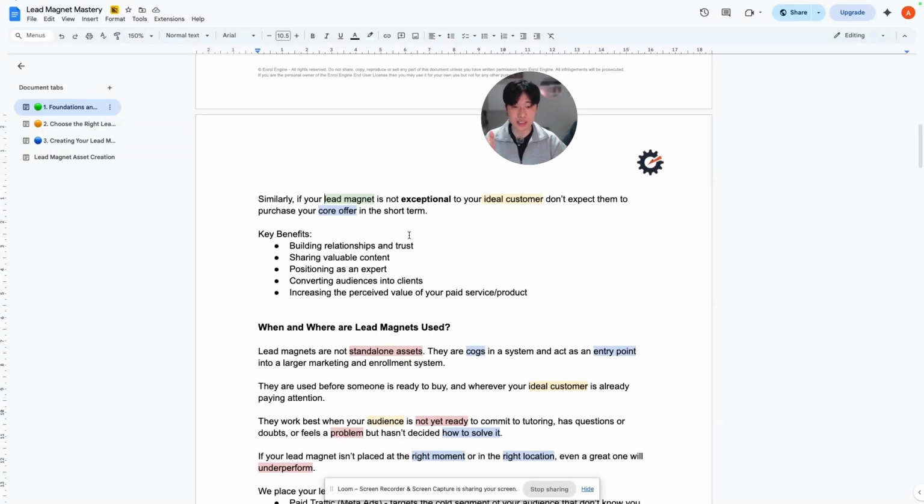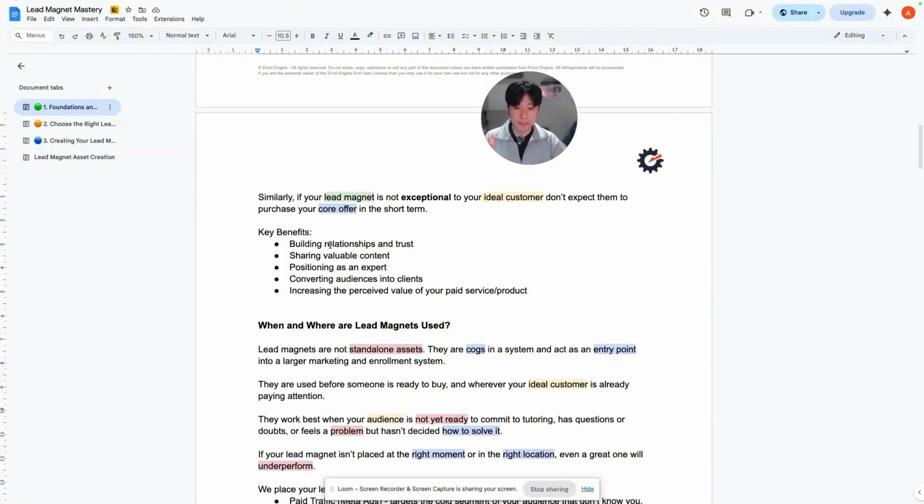So, the key benefits of using a lead magnet. Firstly, it builds relationships and trust. Secondly, it's an opportunity for you to share valuable content that your competitors might not actually know or have.